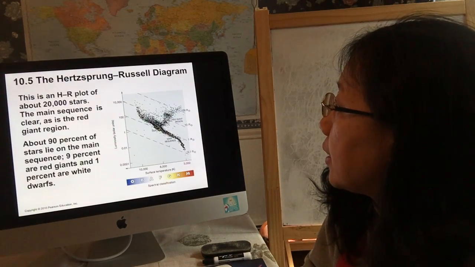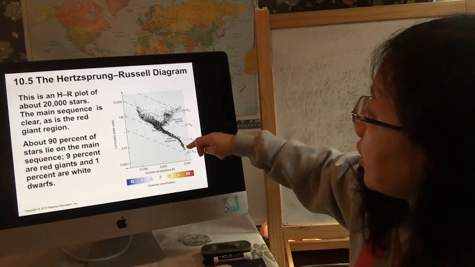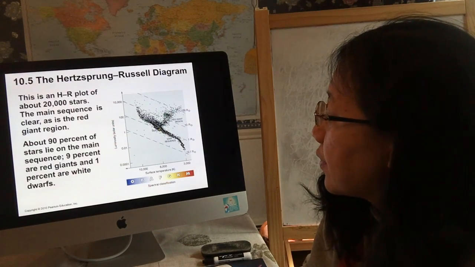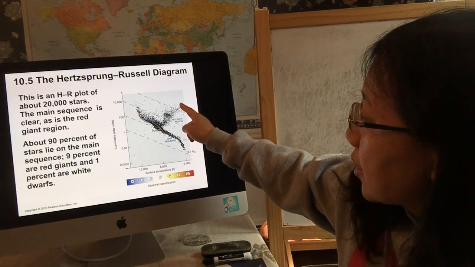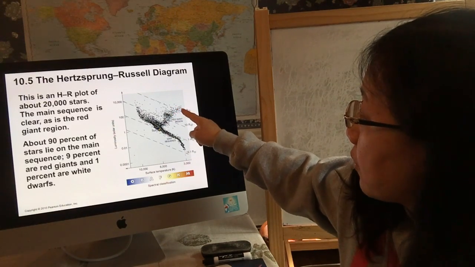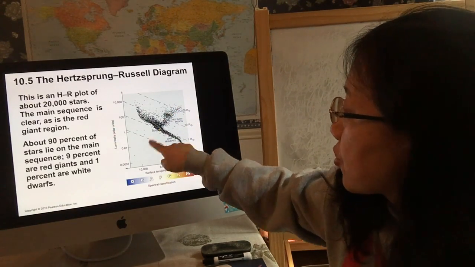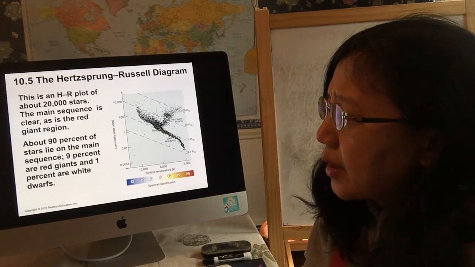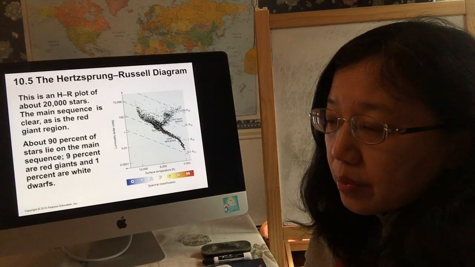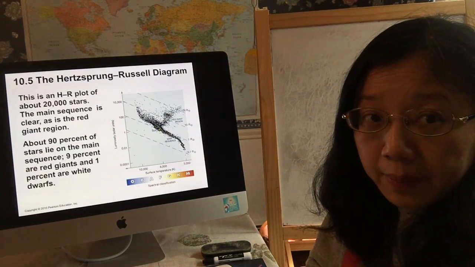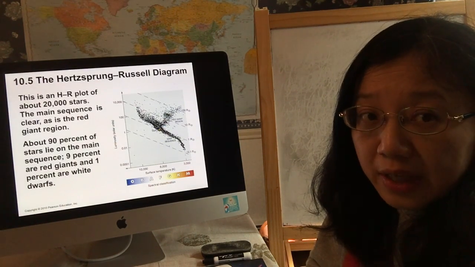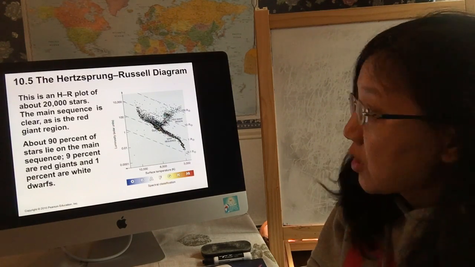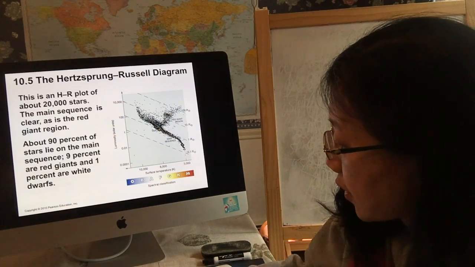As you can see, the majority of stars are located over here. 90% of the stars lie on the main sequence, about 9% of the stars are red giants, and we have some white dwarfs over here. From this diagram, you can see roughly where the majority of stars are located on the HR diagram, and based on where they're located, we can find out the corresponding luminosity as well as the temperature of the star.